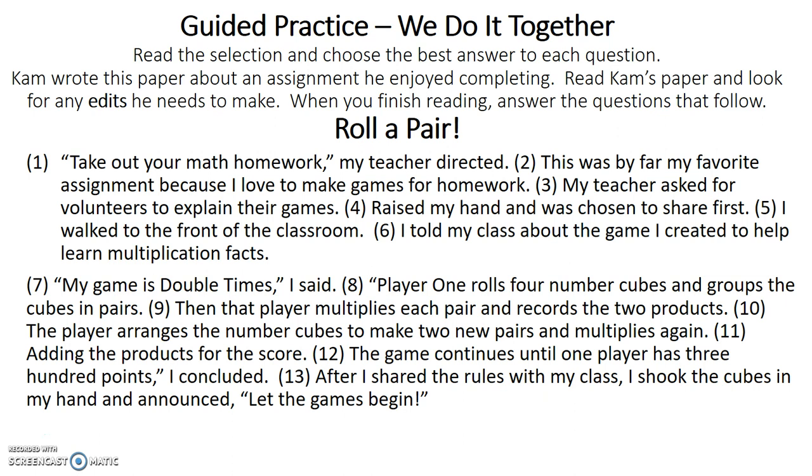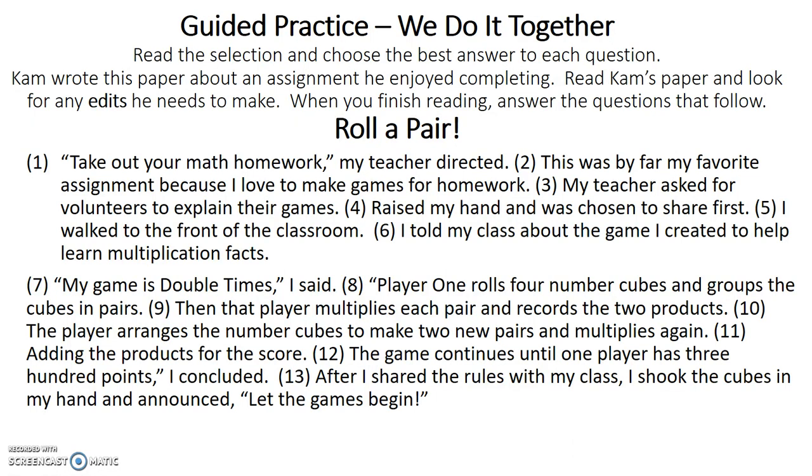Sentence 7: My game is double times, I said. Is that sentence complete, students? Turn and talk to each other and figure out. Yes, it is a complete sentence because it has a subject and a predicate. Okay, let me have you back in 3, 2, 1. Sentence 7 is a complete sentence. Your complete subject is my game. Your complete predicate is double times.